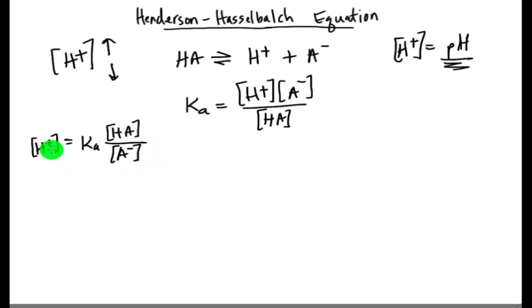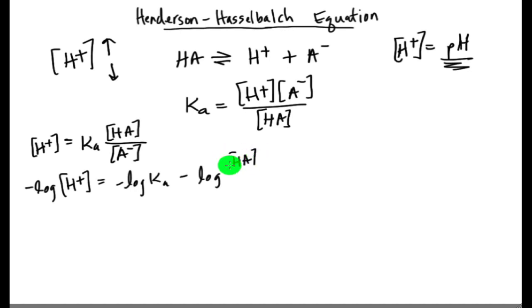Now, another useful thing that we can do is take the negative log of both sides. Because we don't really care about the hydrogen, we're mostly looking at pHs. So if I take the negative log of both sides of the equation, what I would end up with is the negative log of Ka minus the negative log of the acid. I'm using some properties of logs. If you don't remember your log properties, don't worry about it. You don't need to know. I'm just deriving an equation here for you.